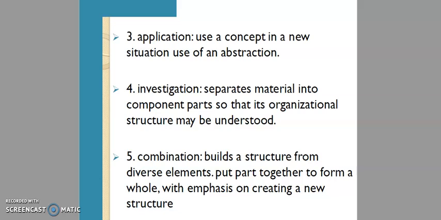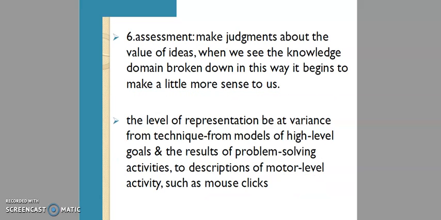Use of abstraction. Fourth category is investigation. It separates material into components or parts so that its organization structure may be understood. Fifth is combination. It builds a structure from diverse elements, putting parts together to form a whole, with emphasis on creating new structure. Sixth is assessment. Make a judgment about the value of ideas. When we see the knowledge domain broken down in this way, it begins to make a little more sense to us. So these are the six categories of cognitive.